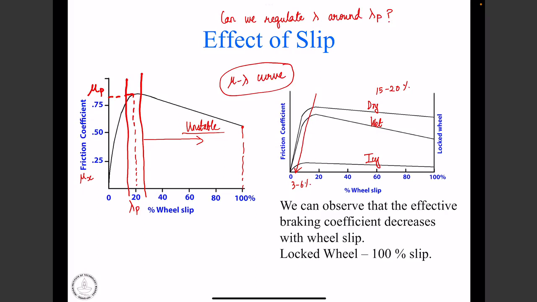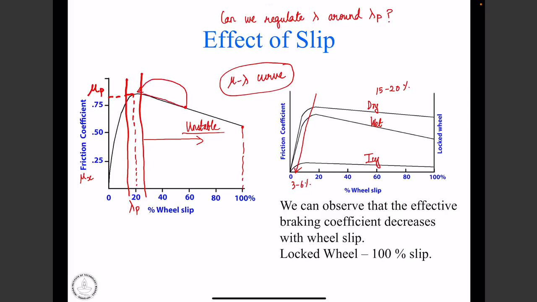lock. Okay. So in that way, whenever the vehicle is tending towards lock, if the lambda value on the curve is going to be like this, can we identify that this is happening, and bring it back to this region? Okay. So that's a question that we need to ask ourselves.